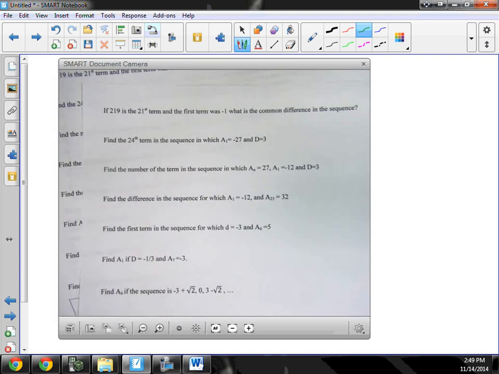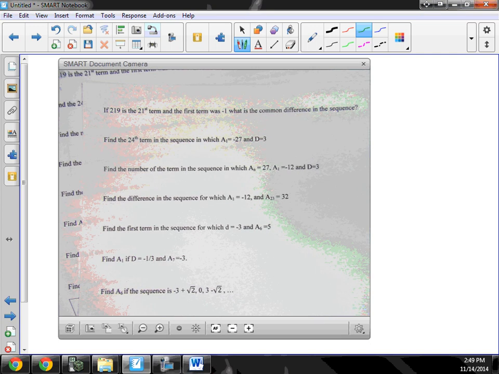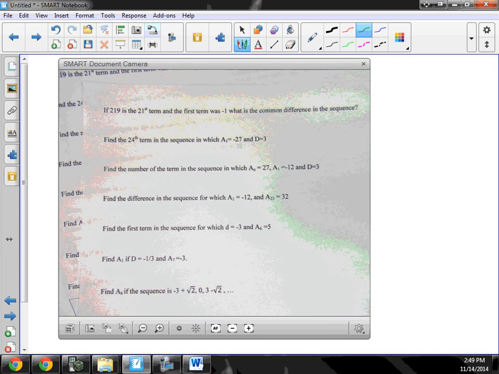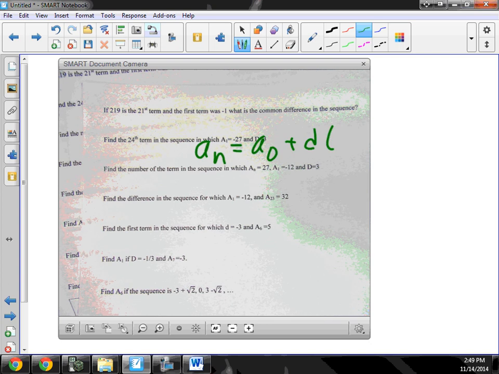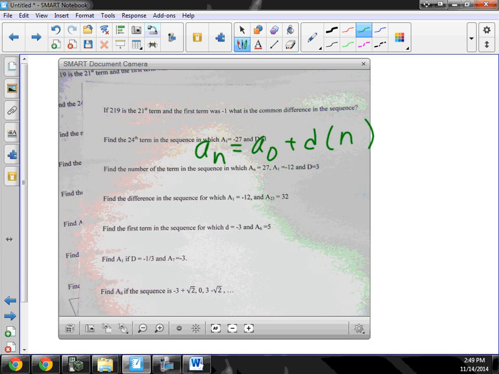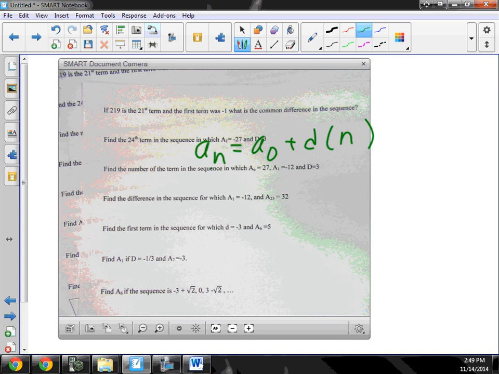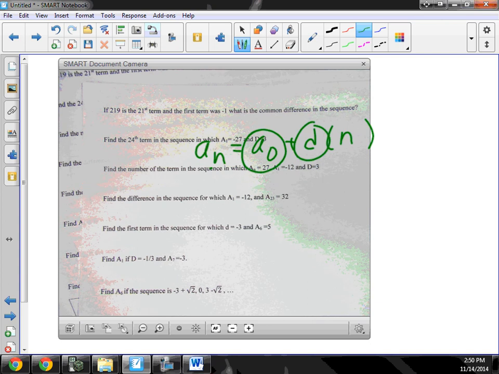If 219 is the 21st term and the first term was negative 1, what is the common difference? Well, if I use the formula A sub n equals A sub 0 plus D times n, is that going to help me out at all? Do I know A sub n? Yes, it's 219. Do I know A sub 0? No. Do I know D? No. Do I know n? 21. So that would leave me with 2 variables. That's a problem.